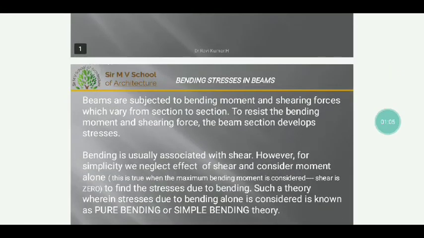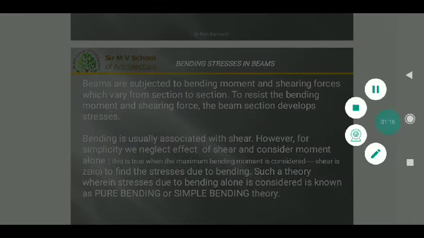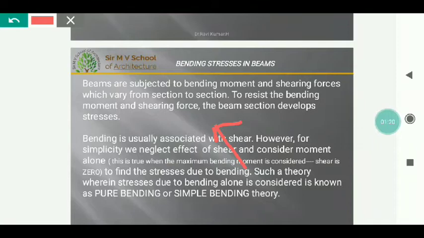So first we shall talk about what is meant by a beam. Beams are subjected to a bending moment and shearing force from section to section and develop stresses. Resisting the bending moment is called bending stress. Resisting the shear force is called shear stress. Whenever we talk about only bending, we don't talk about shear force. Such a case is called simple bending theory, where only stresses due to bending are considered. That's what we'll be talking about now.